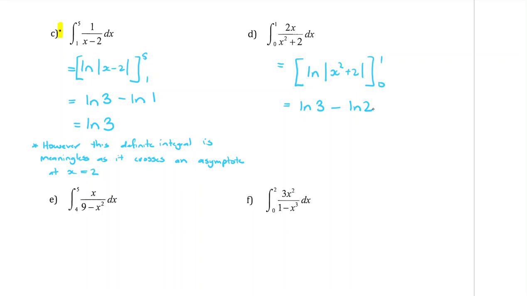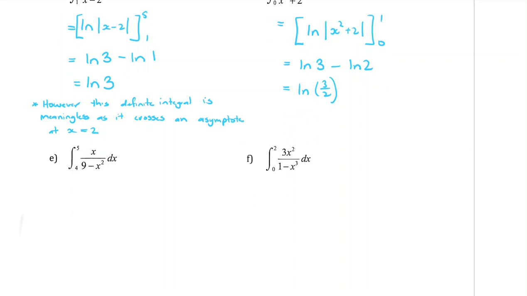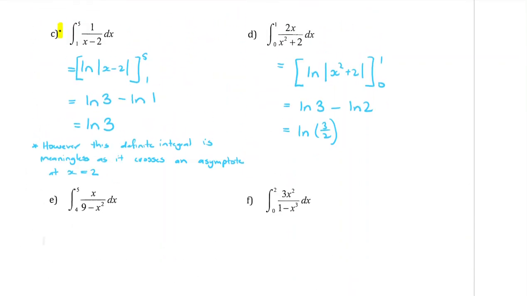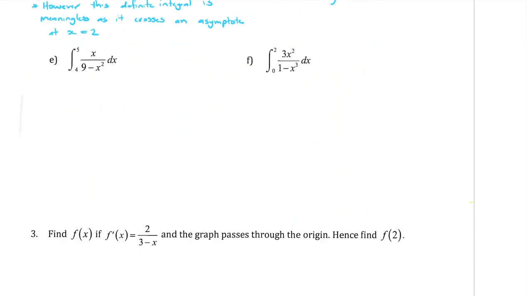How can I make this nicer? Log laws. ln of 3 over 2. Done. Next, E. Sorry, did you write that down? Yep, good. All right, E.